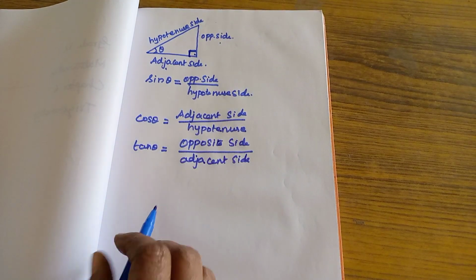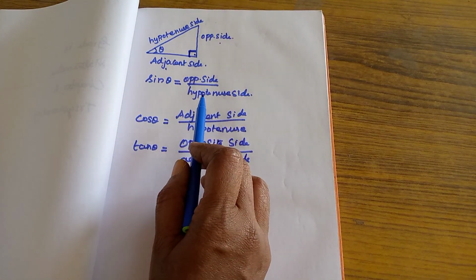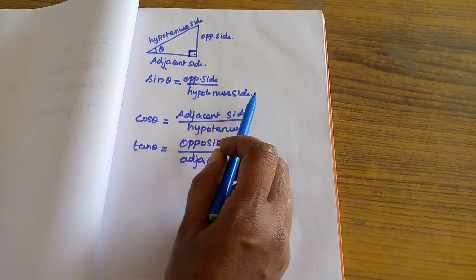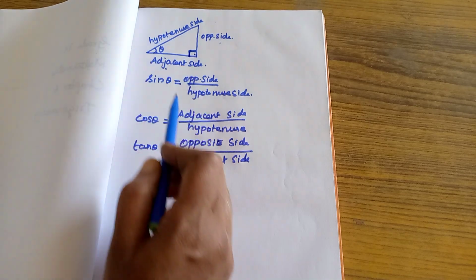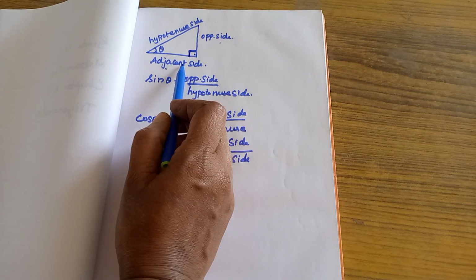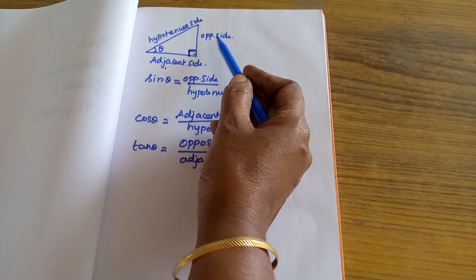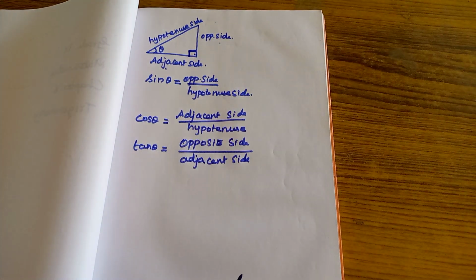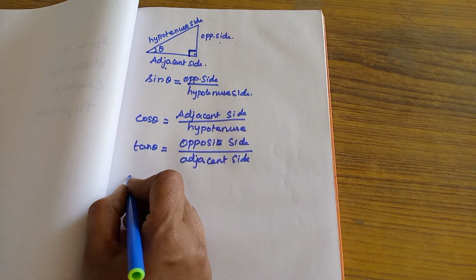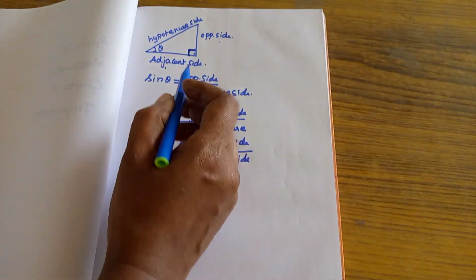Okay, these 3 formulas you must learn. Sin theta is equal to opposite side by hypotenuse side. Cos theta equal to adjacent side by hypotenuse side. Tan theta is equal to opposite side by adjacent side. If you know these 3 formulas, then only the following sums can be done. Let's write the example 6.1. These formulas must be written with this triangle.